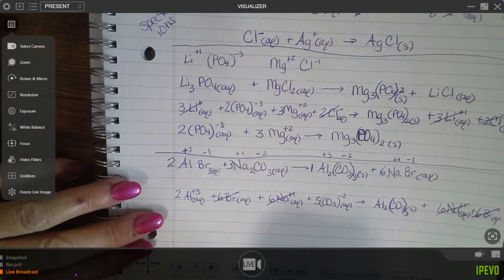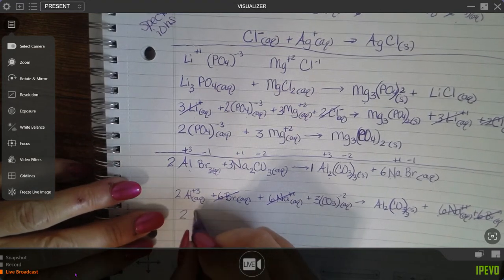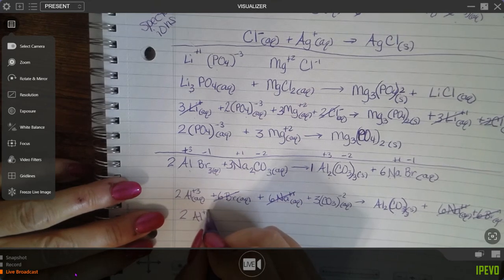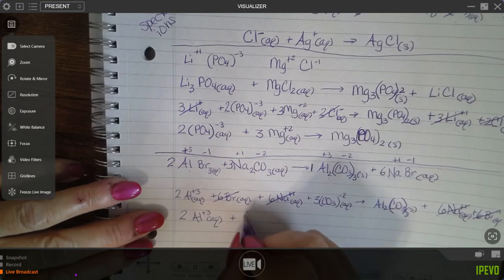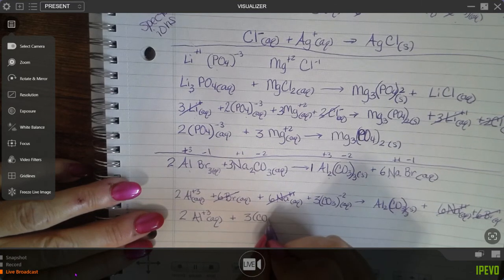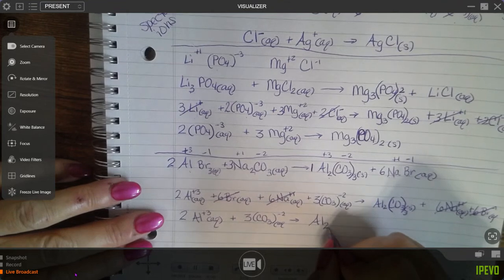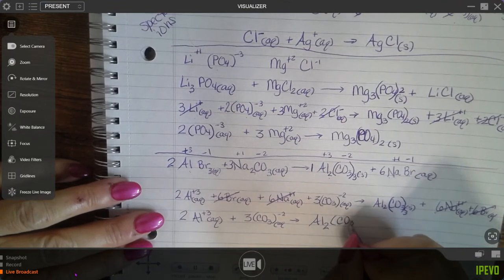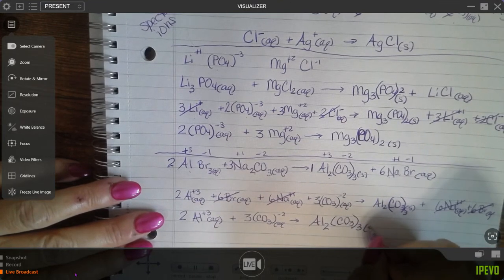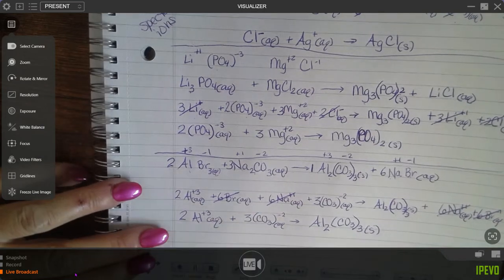Okay, so let's write the net ionic. The net ionic is going to be 2 aluminum ions plus 3 carbonate ions produces Al2(CO3)3 solid. And notice I caught my mistake, so we actually balanced there.